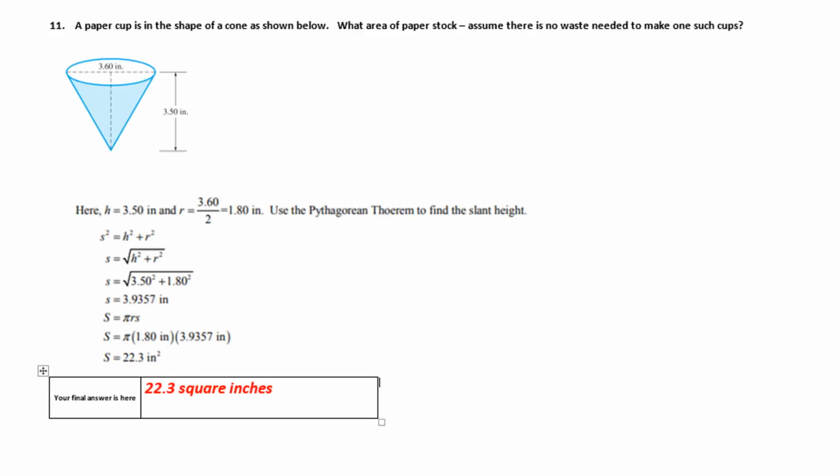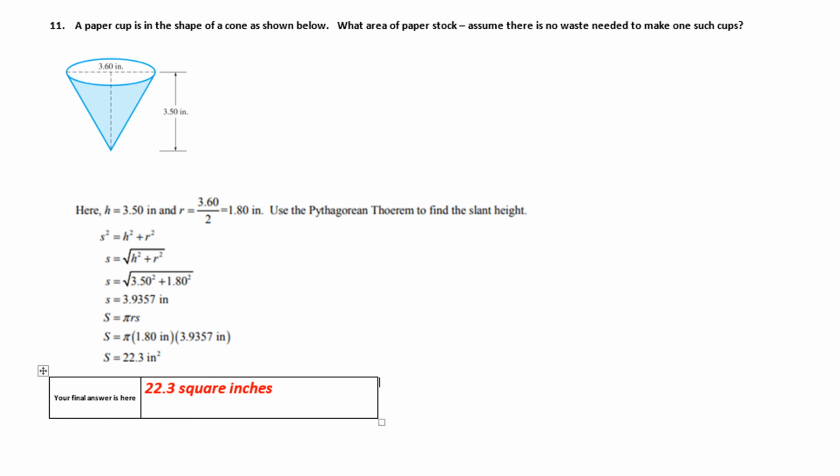Here we have a paper cup in the shape of a cone as shown, and we're asking what area of paper stock needs to be used to make this cone. That's going to be the surface area of the cone, not including the top, because the cone is open at the top so you can drink from it. And so we just use our formulas.